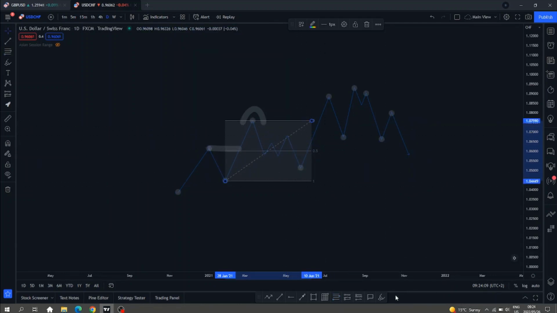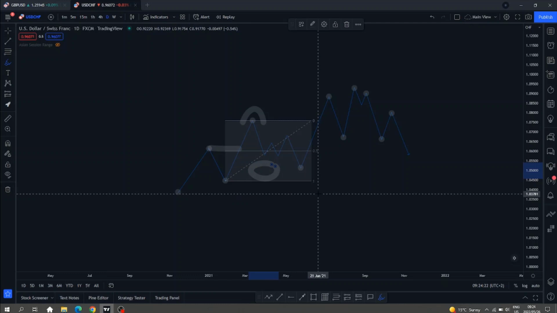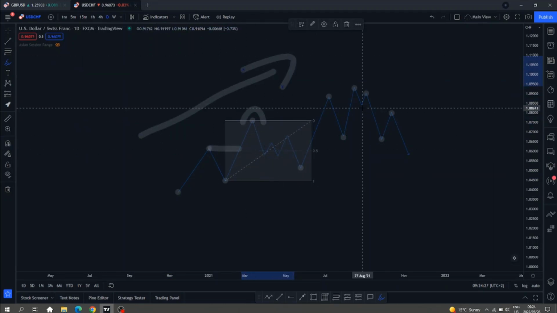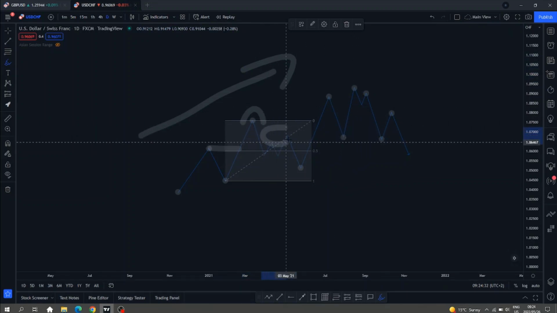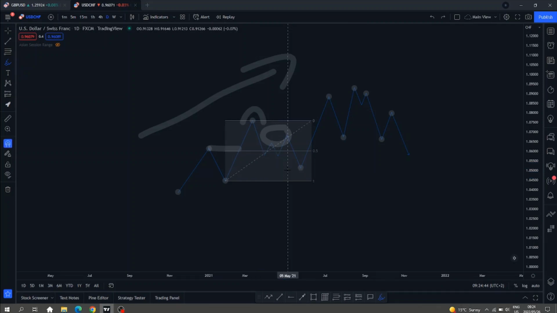And then essentially everything above our 50% will be referred to as premium pricing, and everything below our 50% will be referred to as discount pricing. So because we are bullish overall in the context of this particular market, we don't want to be looking for any buys above this particular 50% line, which is referred to as our equilibrium. We only want to be looking for buying opportunities within this particular zone here, which is referred to as discount pricing.